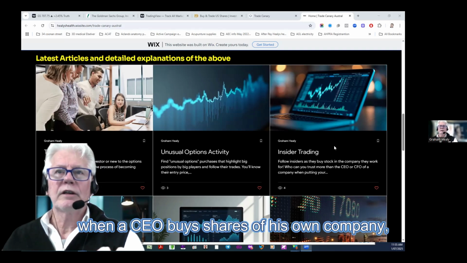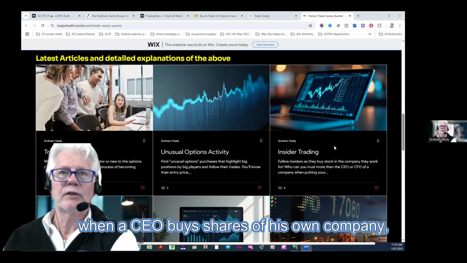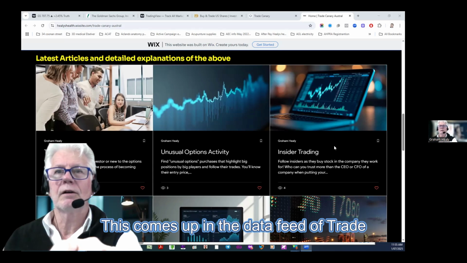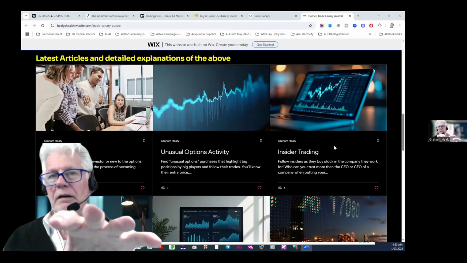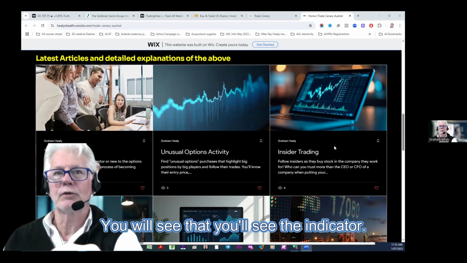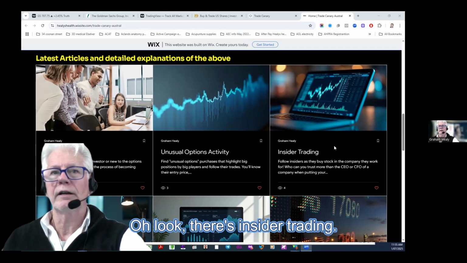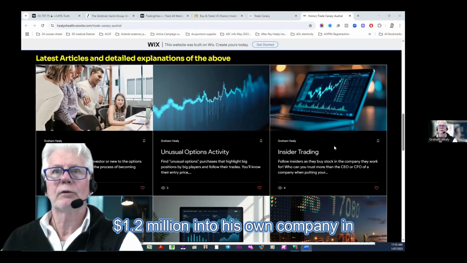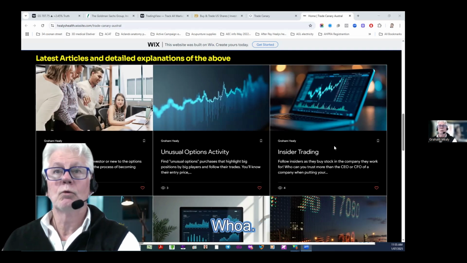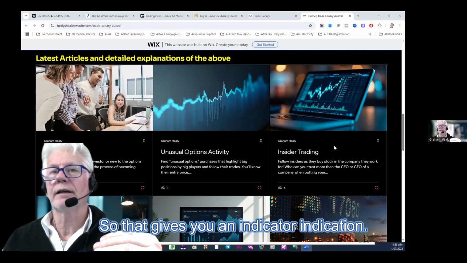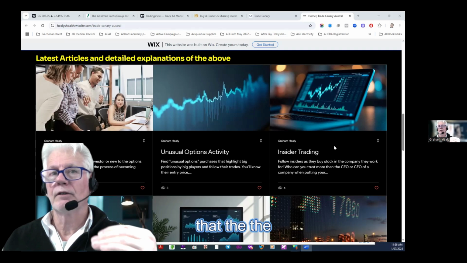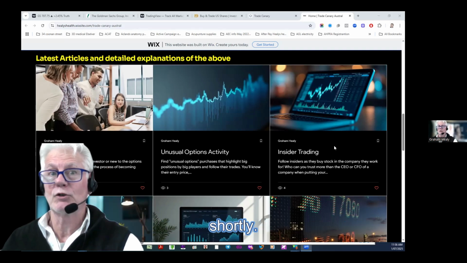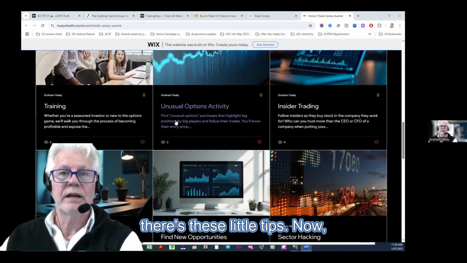So when a CEO buys shares of his own company, this comes up in the data feed of Trade Canary. In our company screening, you will see that. You'll see the indicator. Oh, look, there's insider trading. You have a look. Oh, he's put $1.2 million into his own company in shares. Ooh. So that gives you an indication that the share value will possibly be going up very shortly. So there, and there's these little tips.